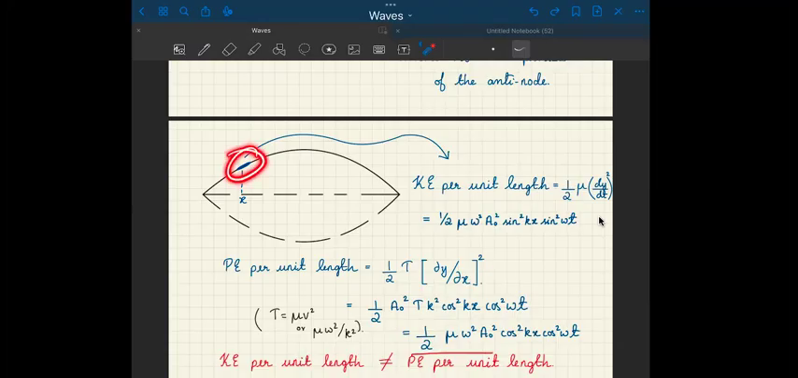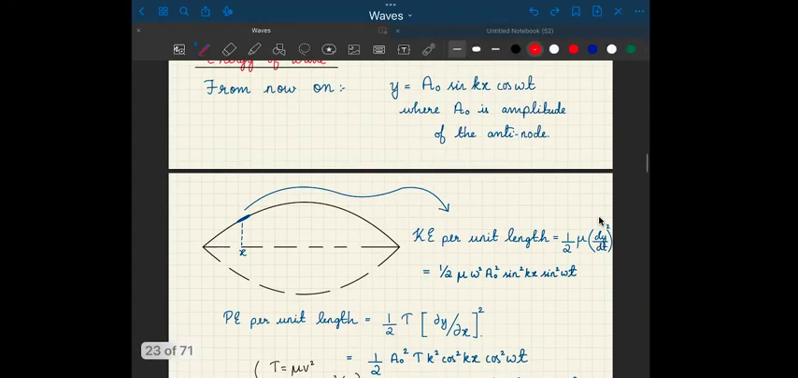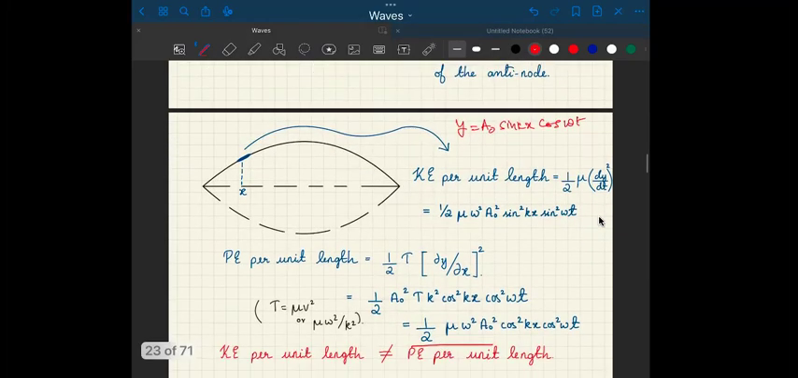So the kinetic energy per unit length is half mu (dy by dt) whole square. Don't forget, I have given the equation as y is equal to A naught sin kx cos omega t. So therefore, I am taking dy by dt and its square. So half mu. Yes, you are doing dy by dt, so cos omega t becomes minus sin omega t. Fortunately, it is a square. So omega square, A naught square, sin square kx, sin square omega t. So for a point, give me location and time, and I'll give you the kinetic energy.